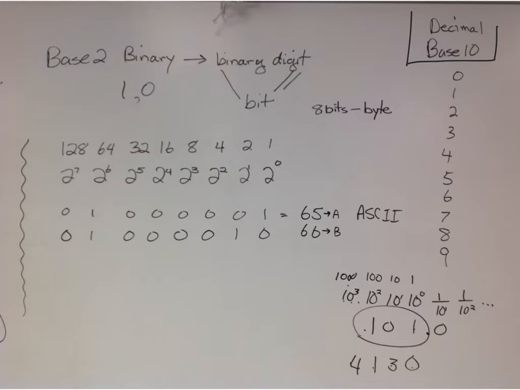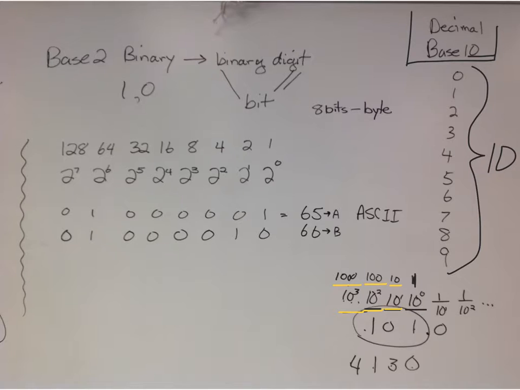Base 10 number system. We have 10 digits that we use to represent base 10. So we have groups of 10. So we have 10 to the 0, which represents 1. I'm going to switch colors here. 10 to the first, which is 10. 10 to the second is 100. 10 to the third is 1,000.